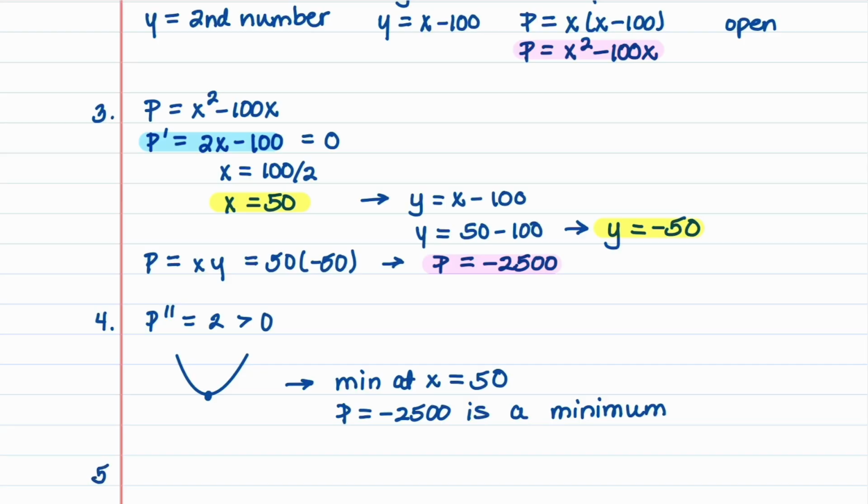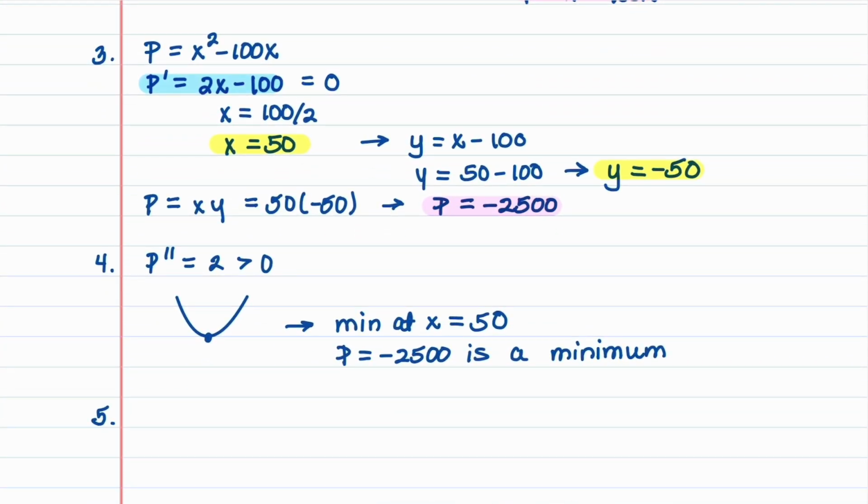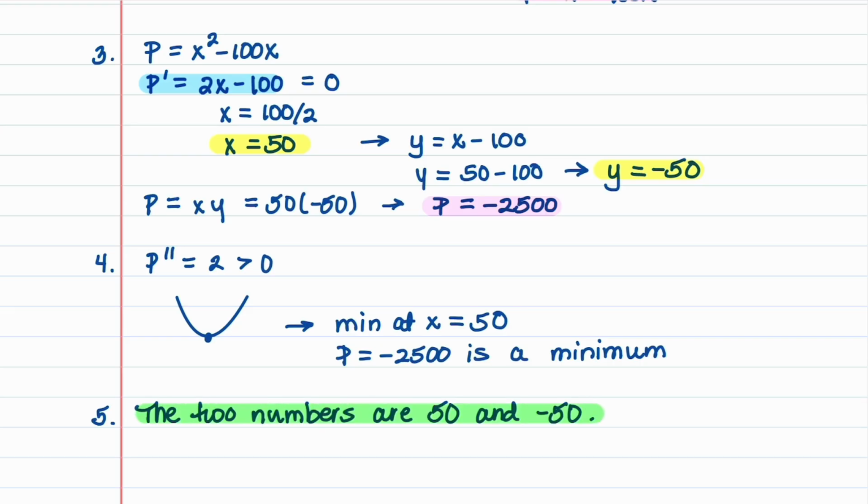Now our last step is to reread our problem and clearly state our final answer in a complete sentence. Let's go back up. Our problem tells us that we need to find 2 numbers. So that's the question that we need to answer. So we're going to say that the 2 numbers are 50 and minus 50. And that's our final answer.